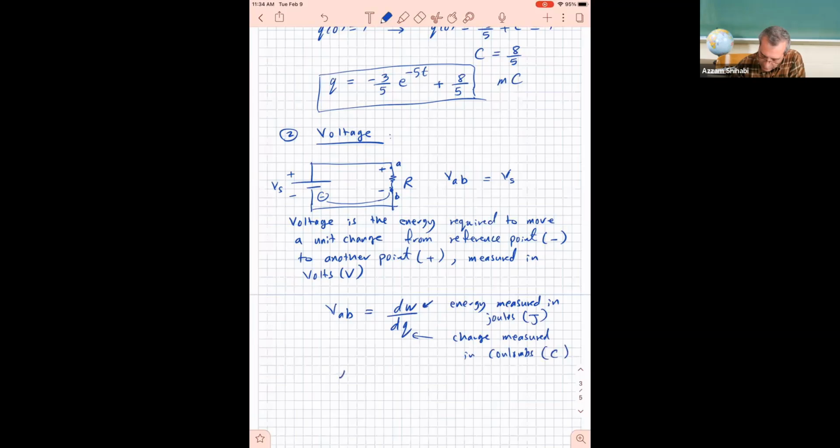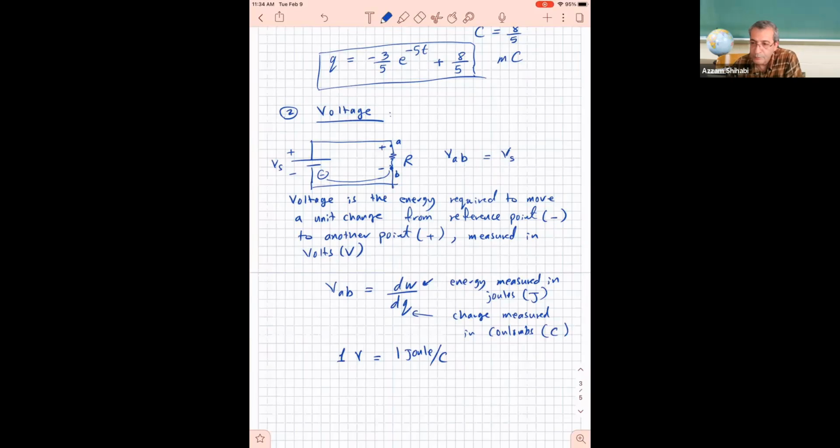So 1 volt is equal to 1 joule per coulomb. That's the definition of 1 volt.